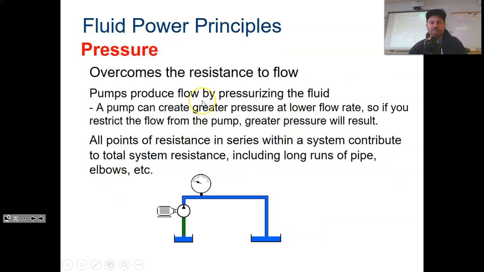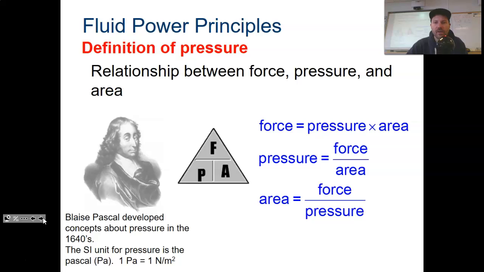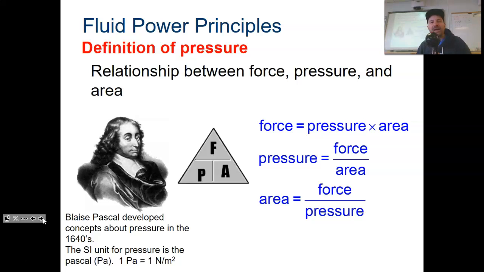Pressure. How much pressure depends on force over area. Inside of a system, all points are experiencing the same pressure. The farther down the line you go, the less pressure because of losses. Or if you've got a kink in the pipe, you're going to have more pressure in front of it than behind it. Pressure is force divided by area. This is called Pascal's law.